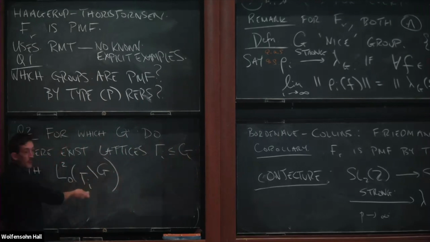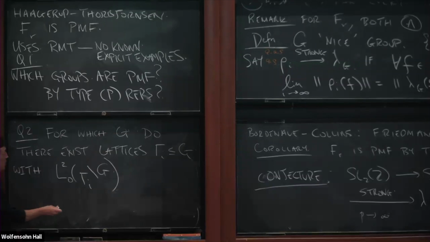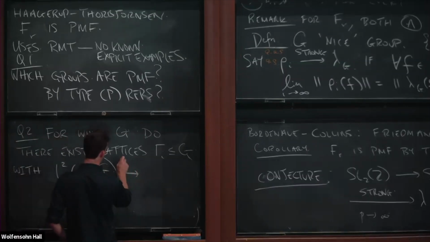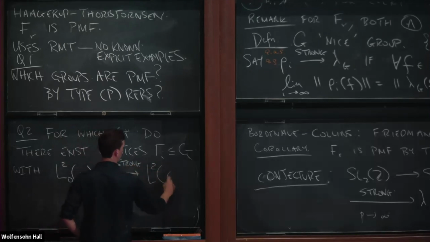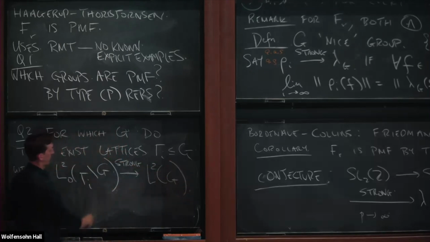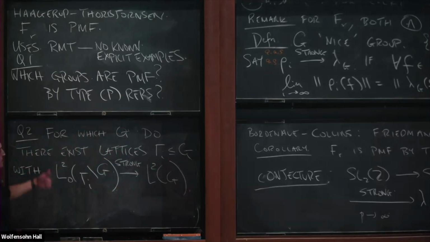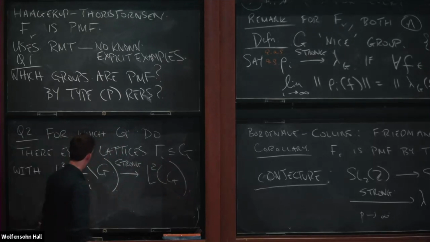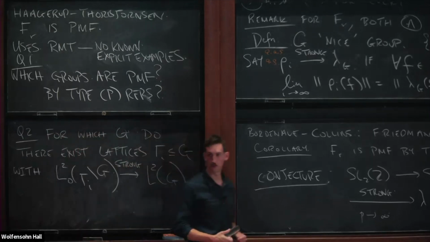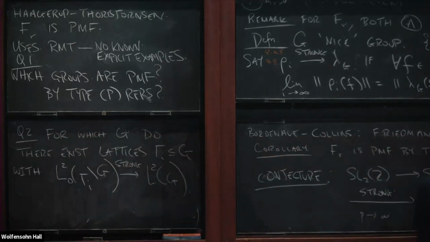So this is a unitary representation of G, converging strongly to L2(G), the Plancherel measure for L. This is the left regular representation of G. I just wrote it differently. Okay, so there are many variants of this question that are interesting. I think this question has not been asked in this exact form before this talk.